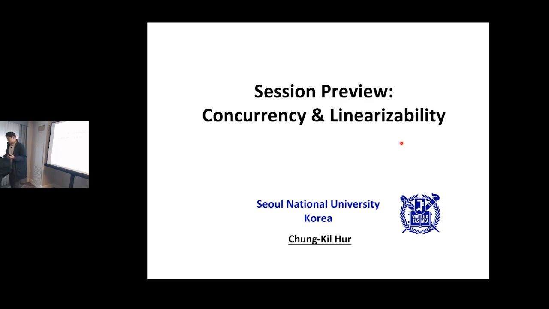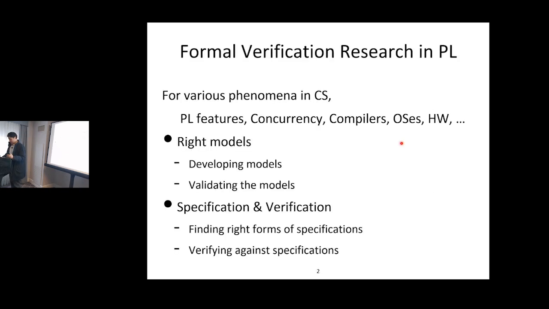Okay, thank you. So we'll talk about concurrency and linearizability, the background, and then the papers. In general, for verification, we need two things. We have many features and phenomena in CS, and we need to find the right models to capture those phenomena. Then for formal verification, we also need the right form of specification and verification techniques, right? But finding formal models itself is valuable even without considering verification.